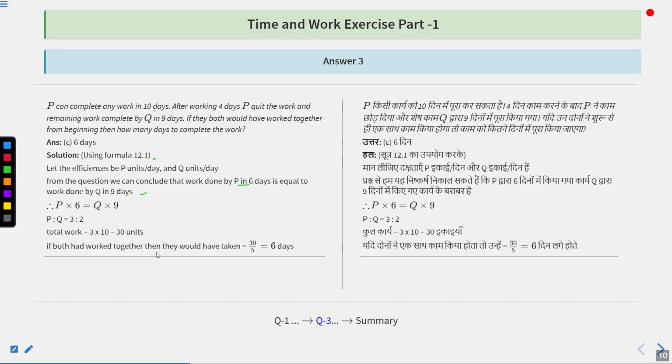If they had worked together, how much would they have taken? Total work upon time. Total work is 30, upon total efficiency, which is 3 plus 2, 5. So 30 upon 5 is 6 days. So if they worked together, they would have taken 6 days. Option number C is the right answer.